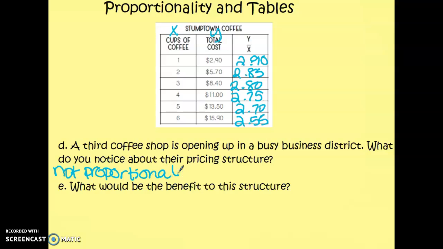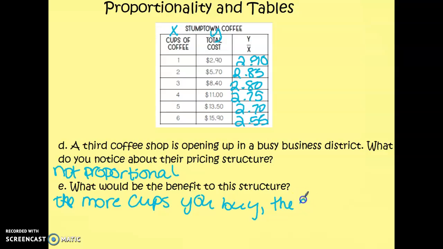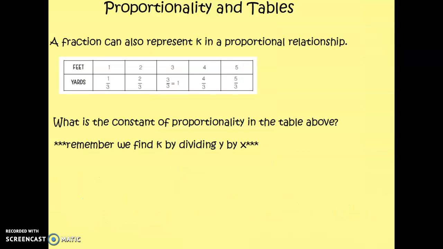Okay, what would be the benefit of this structure? Well, the benefit would be the more cups of coffee you buy, the cheaper your price per cup would be. Okay, so moving forward, let's go ahead and check out our next example.